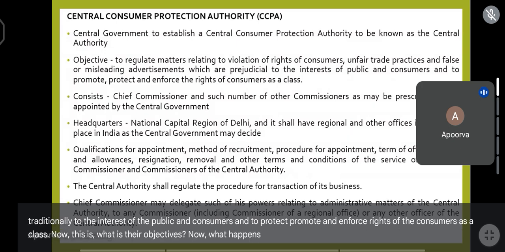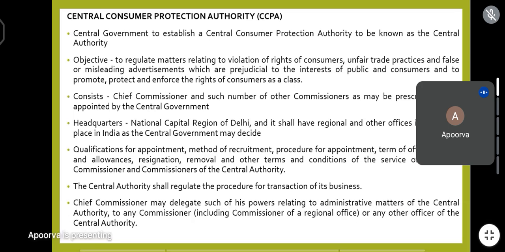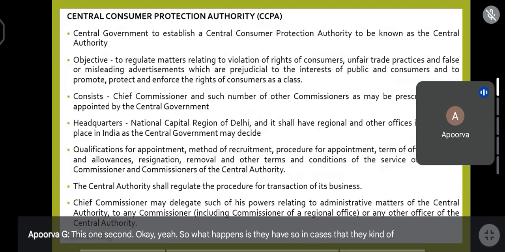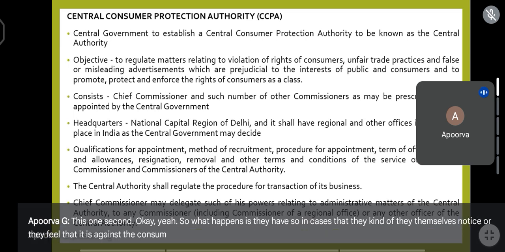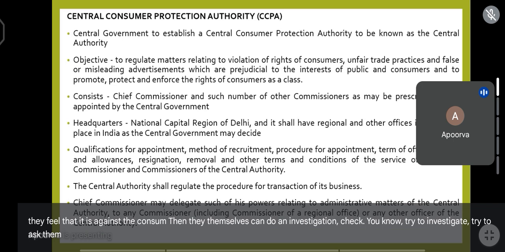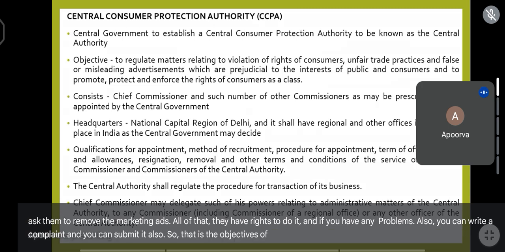Now, what happens is, any cases that they themselves notice, or feel are against the consumers, they can themselves investigate, check, and ask them to remove the marketing ads, all of that. They have the right to do it. And if you have any problems, you can also write a complaint and submit it. So that is the objective of the central authority. Basically, their role is to protect the consumers.